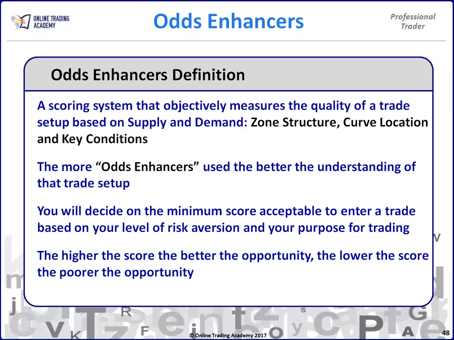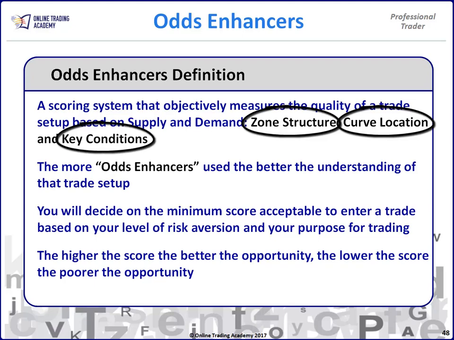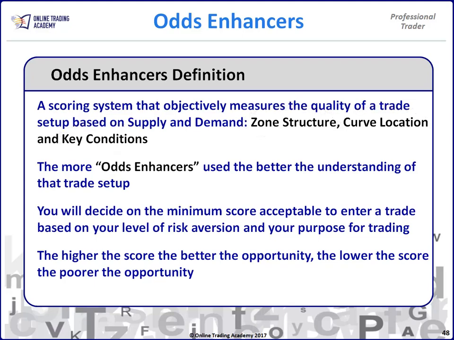For our watermelon, the odds enhancers we observed were the shape, the color, and how it sounds. For our trading setups, we're going to be looking at zone structure, curve location, and some key conditions. These are going to be the odds enhancers that we'll be observing for our trade setups. The more odds enhancers that we use, the more probability we're going to have on our side, or the more odds we're going to have stacked in our favor. Not only that, the better understanding we're going to have of that trade setup.